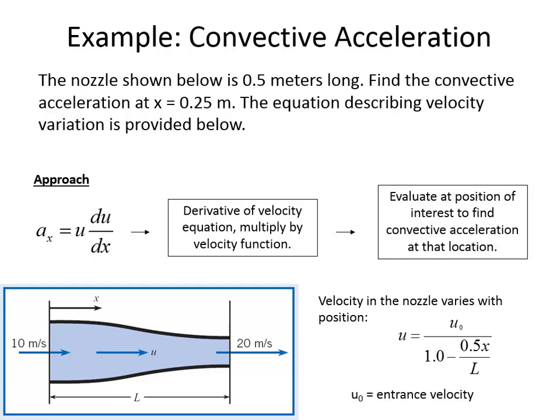So this formula is the velocity relative to the inlet velocity as a function of how far into the nozzle L we are. As you can see from the definition of convective acceleration, we're going to have to take the derivative of this equation with respect to x. So let's start this off. We've got L equal to 0.5 meters. x is equal to 0.25 meters. And the initial inlet velocity is 10 meters per second.